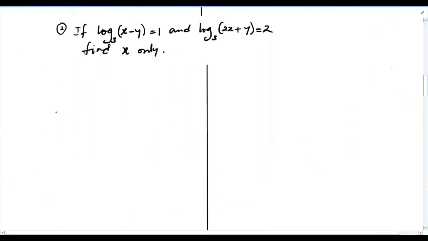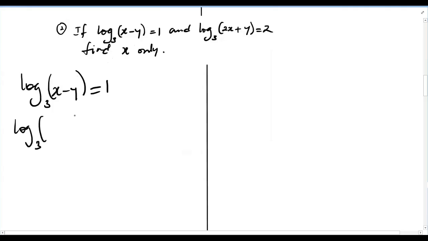So this is the next question. The next question said that if log of x minus y base 3 is equal to what? And log of 2x plus y base 3 is equal to what? Find the value of x only. So we're dealing with the value of x only. So I'm going to write them out. We have log base 3 of x minus y equal to 1. That's the first one. Then we have log base 3 of 2x plus y is equal to 2.